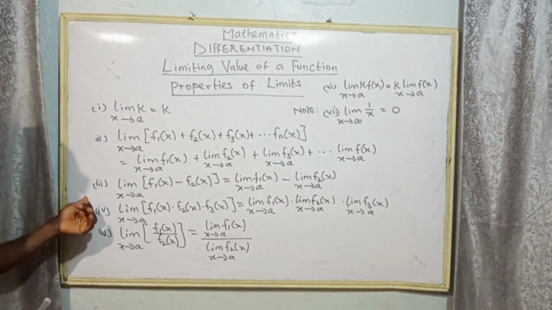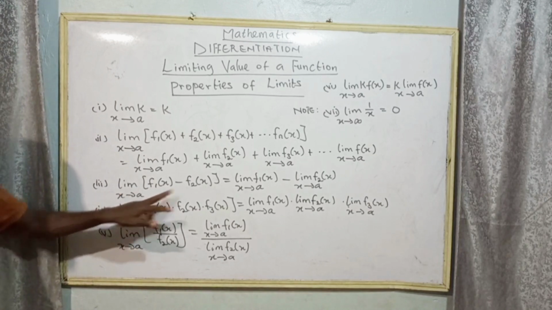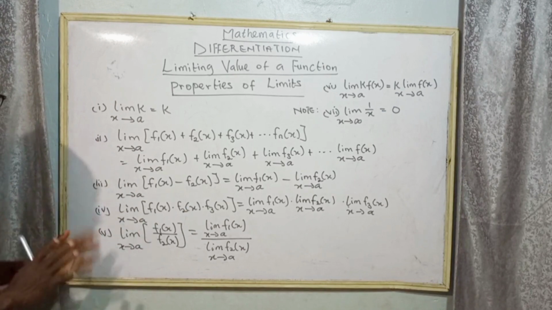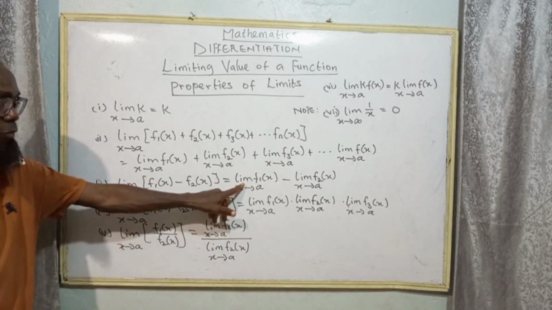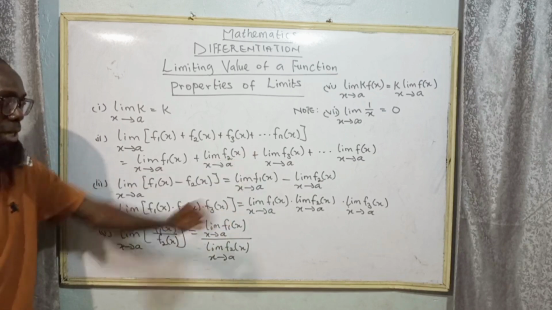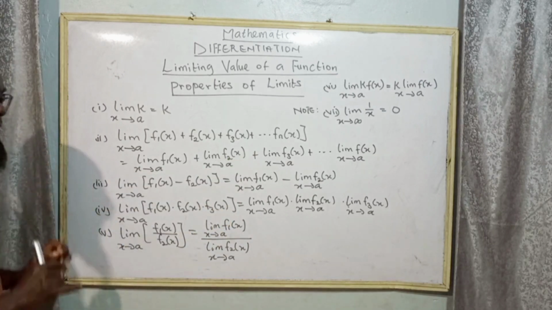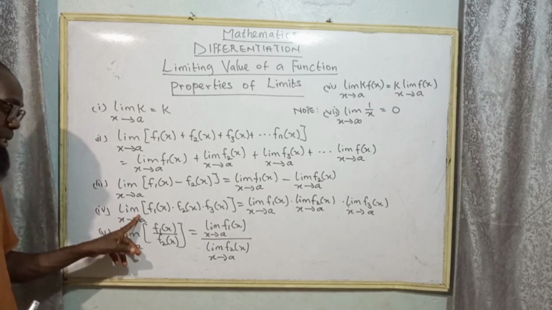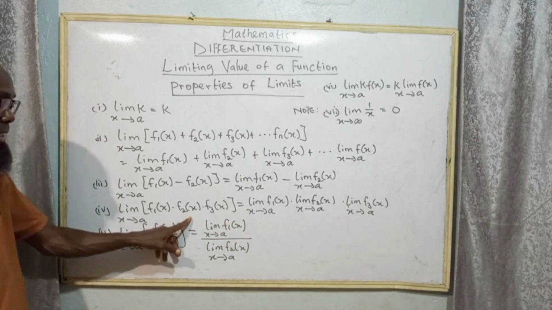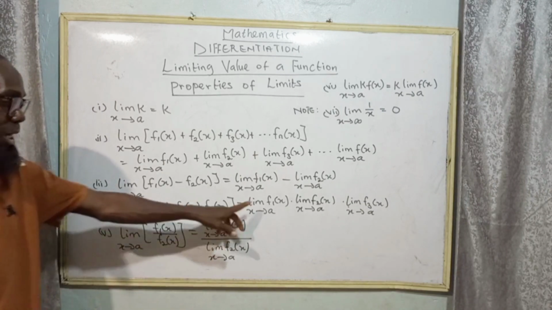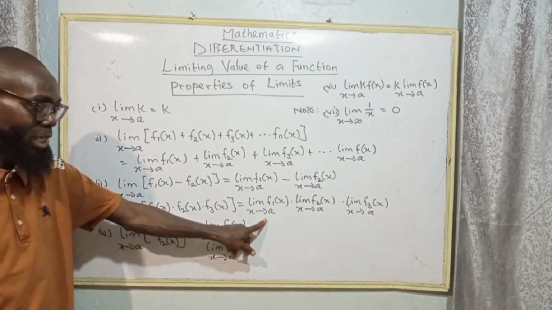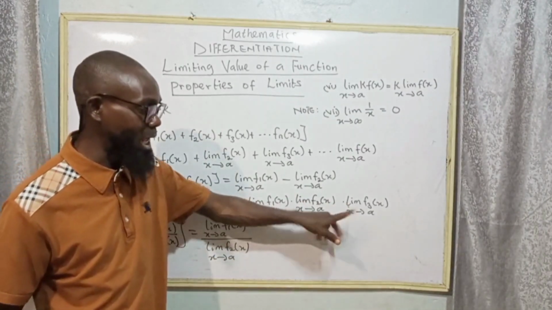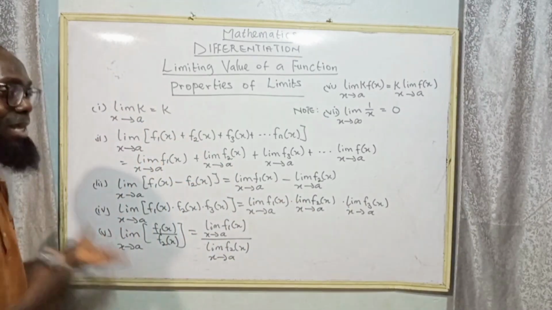The third property is that limit of f1 of x minus f2 of x, we open the bracket as we have done in the addition. So each of them has its own limit. Limit of f1 of x as x approaches a minus limit of f2 of x as x approaches a. Likewise, number 4, limit of a product f1 of x times f2 of x times f3 of x is equal to limit f1 of x as x approaches a multiplied by limit f2 of x as x approaches a multiplied by limit f3 of x as x approaches a.